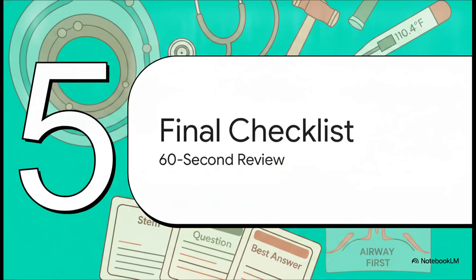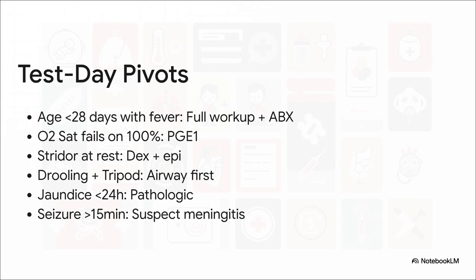Section 5. The 60-second final checklist. Let's lock this in with a rapid-fire rundown of the ultimate test day pivots you have to memorize. Review your age cutoffs immediately. Any neonate under 28 days with a fever gets a full workup and empiric antibiotics. Remember your airway first priorities. Drooling in a tripod posture means epiglottitis and airway control first.